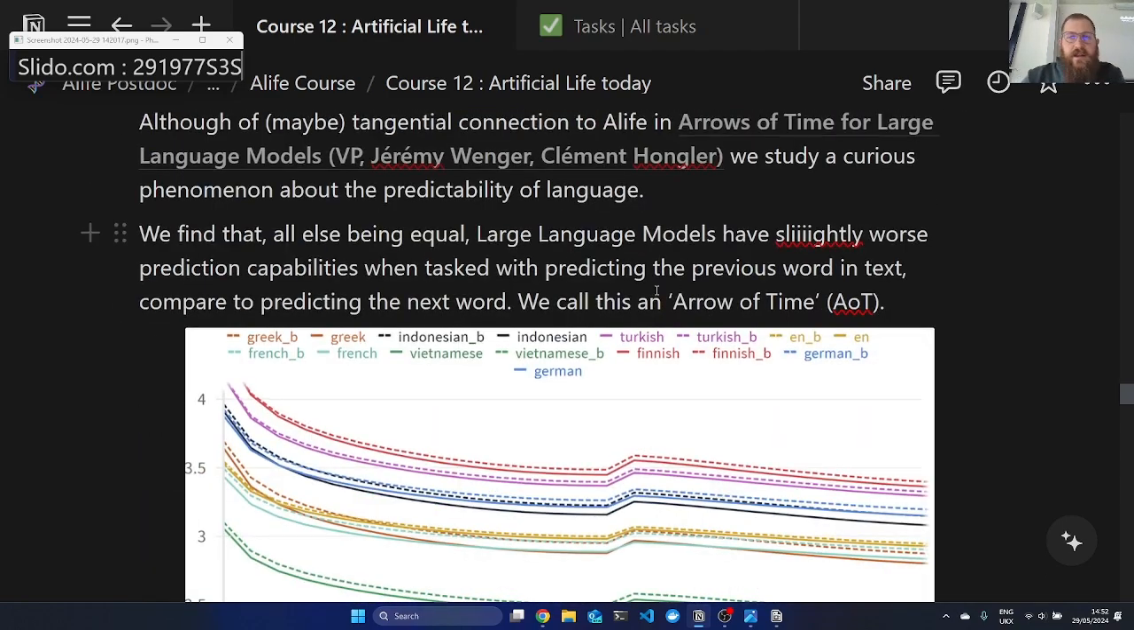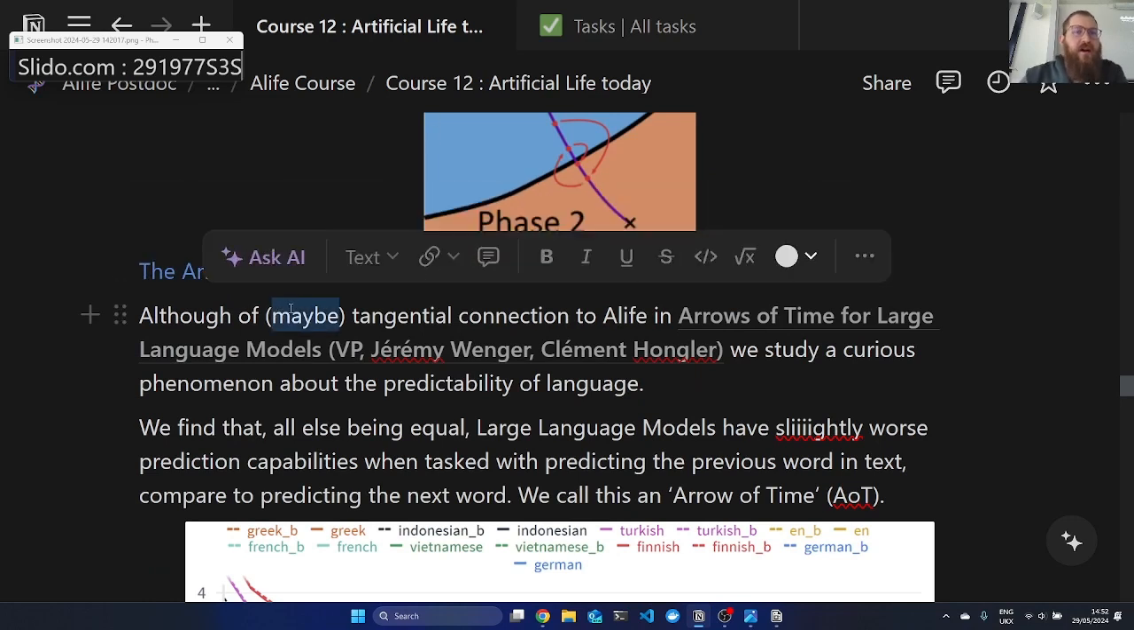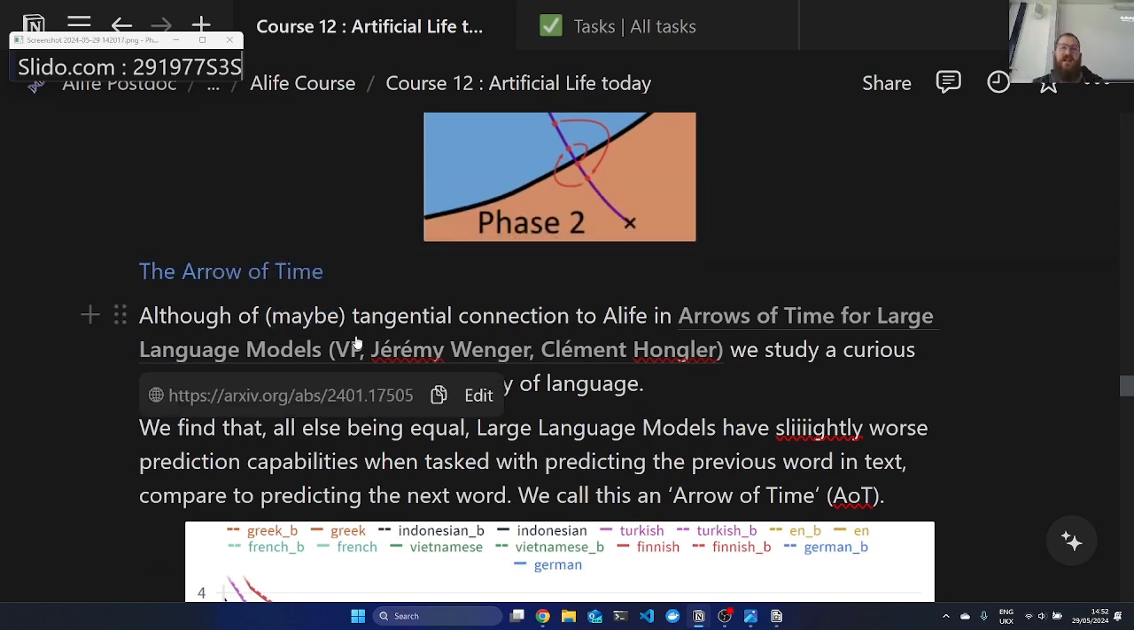Then another idea that I wanted to mention is this idea of the arrow of time, which is more or less tangential to artificial life. So this is the paper if you're curious.